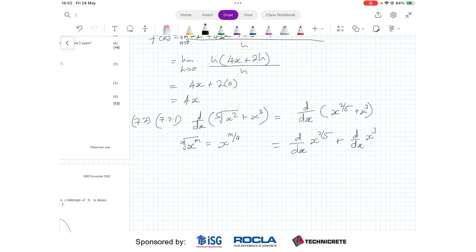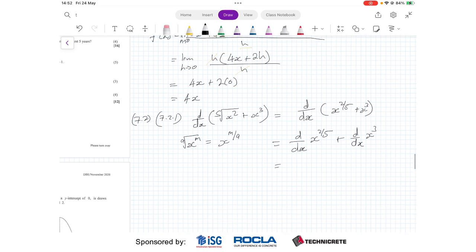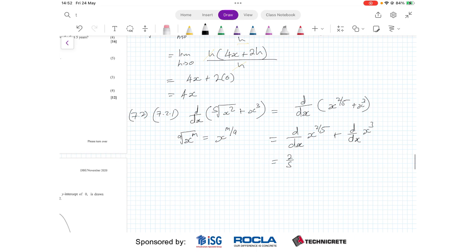okay? So then for the derivative of x to the power 2 over 5, we have that is 2 over 5x to the power minus 2 over 5 minus 1.